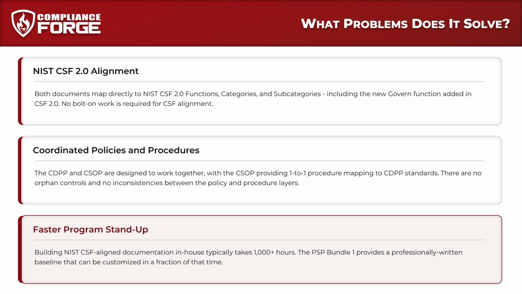And the third is a faster program stand-up. Building NIST CSF aligned documentation in-house typically takes over 1,000 hours. The bundle provides a professionally written baseline that can be customized in a fraction of that time.